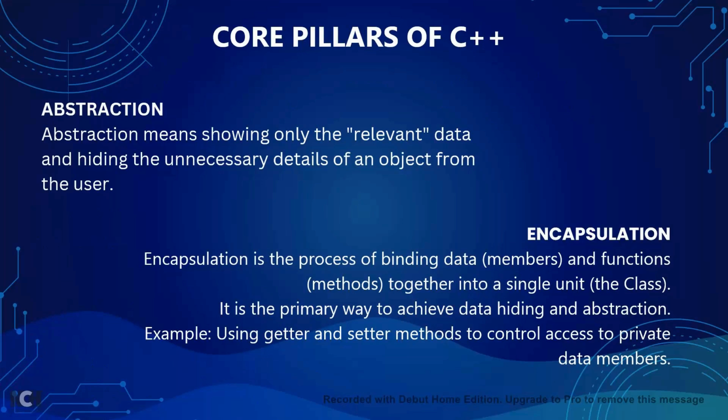Abstraction means showing only the relevant data and hiding the unnecessary details of an object from the user. Encapsulation is a process of binding data members and functions, methods, together into a single unit, the class. It is a primary way to achieve data hiding and abstraction. Example: using getter and setter methods to control access to private data members.